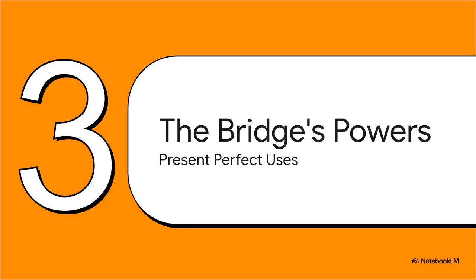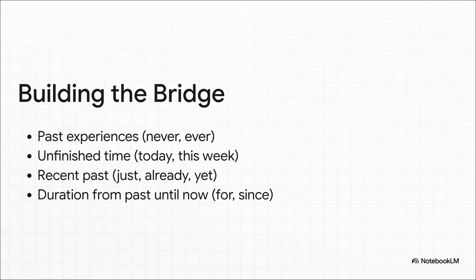Well, it has a few special powers, a few key situations where it's the perfect tool for the job. These are the 4 big ways the present perfect builds its bridge. We use it to talk about general life experiences, things that happen in time periods that aren't over yet, for announcing recent news, and for talking about how long something has been going on right up until now.